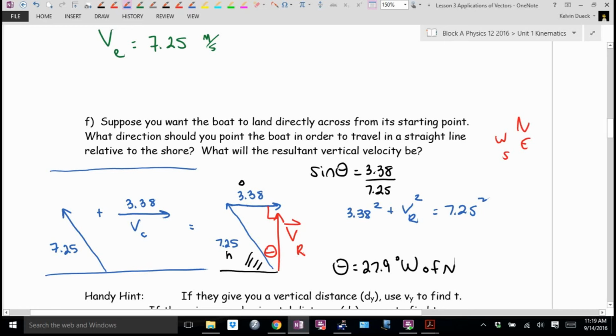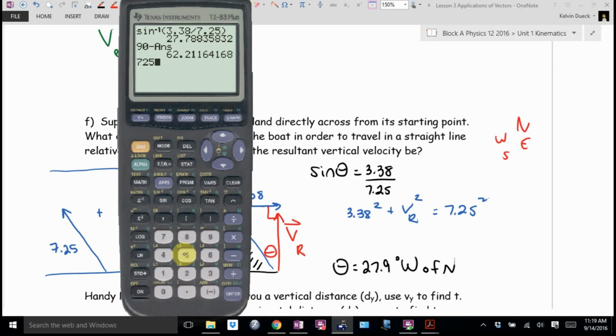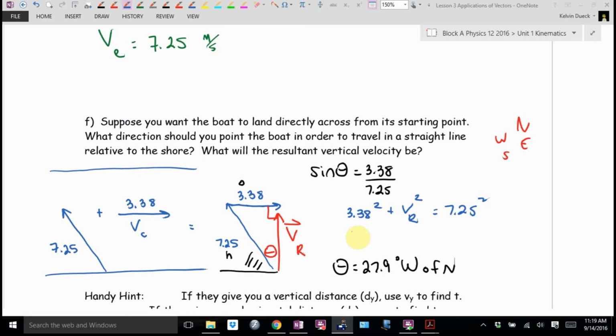Drake, how would I get the VR squared by itself? What will I do with that 3.38 squared? Yeah. Aren't you glad I pushed you guys into this whole formula manipulation thing last year? It's so much easier. 7.25, let's try that again. 7.25 squared minus 3.38 squared, and then square root. 6.41 meters per second. Not at 27.9 degrees west of north. My resultant vertical velocity would be due north.